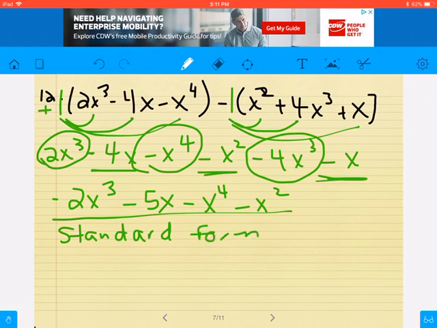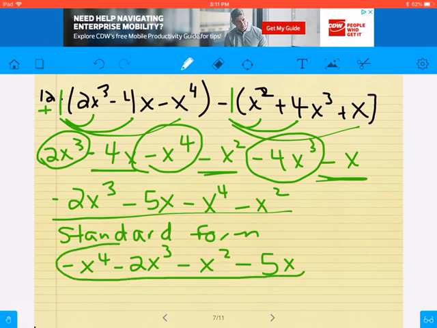Okay, which means our highest exponent goes first. Our highest exponent in this case is x to the fourth, so I'm going to have that negative x to the fourth out in front. Our next highest one is that negative 2x cubed. Our next highest is the negative x squared, and our lowest exponent, all right, is that negative 5x. So this is your most correct answer that you are going to have for question 12.